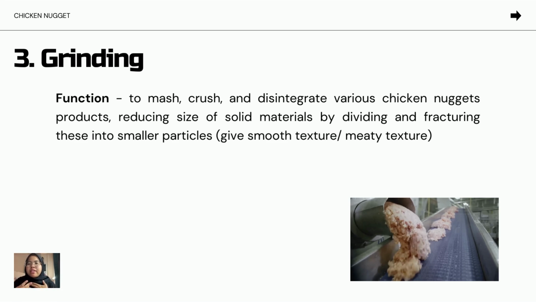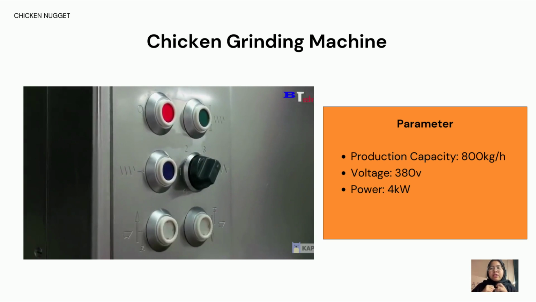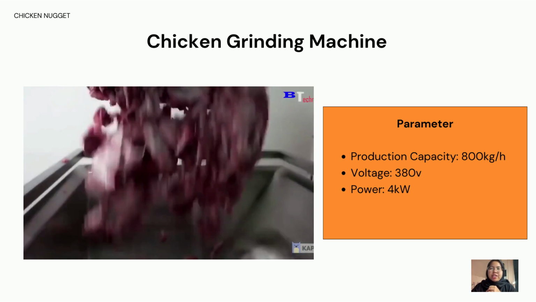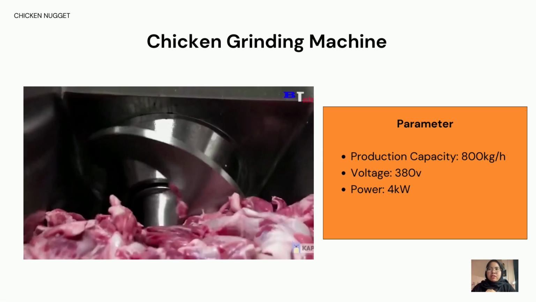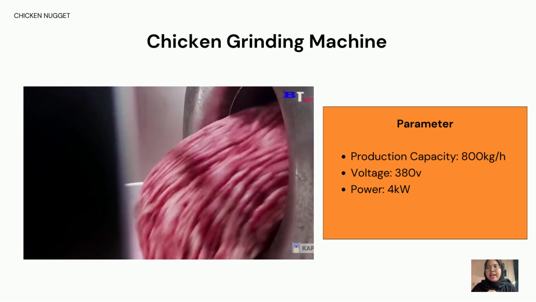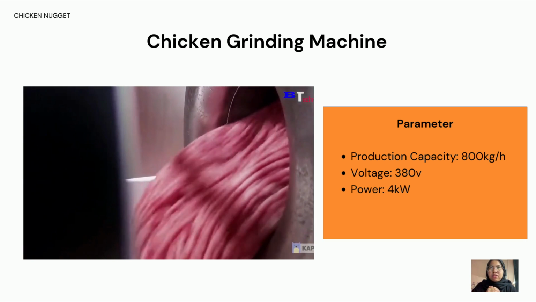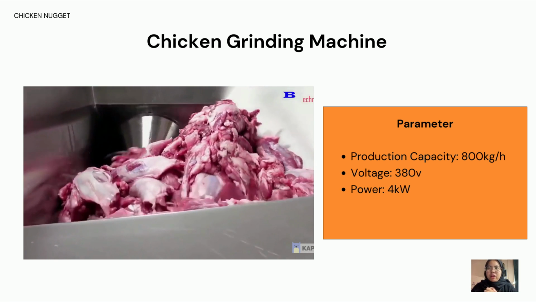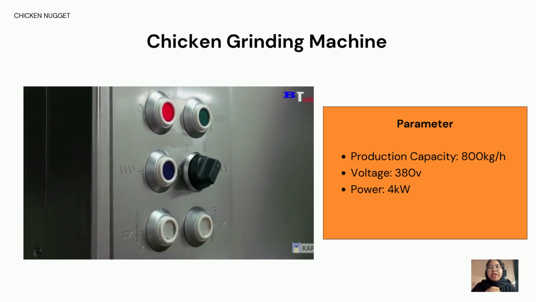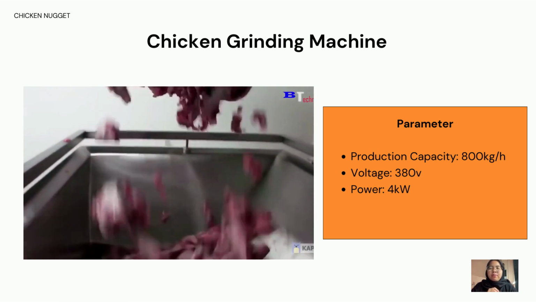The third step is grinding. The function of grinding is to mash, crush, and disintegrate the various chicken nugget ingredients, reducing the size of solid material into smaller particles, which gives a meaty structure. For this process, the instrument that I use is a chicken grinding machine. For the parameters, the production capacity is 800 kg per hour, the voltage is about 300 kV, and the power is about 4 kilowatts.